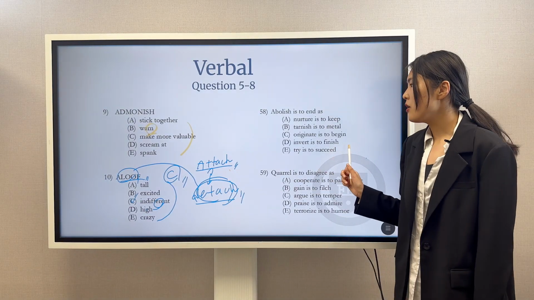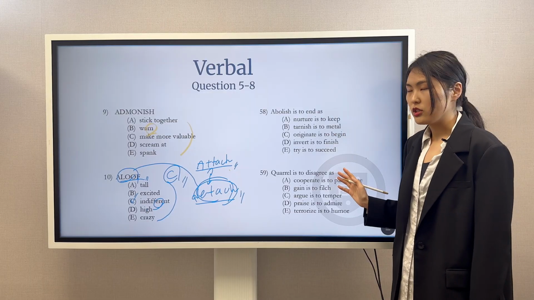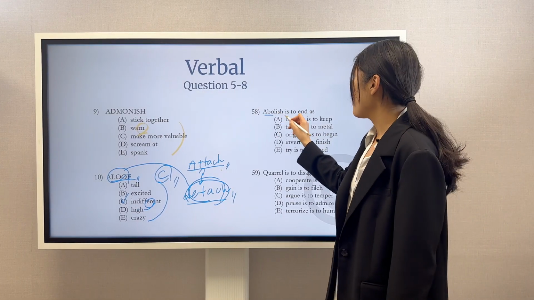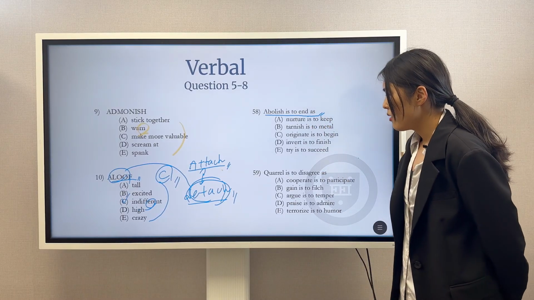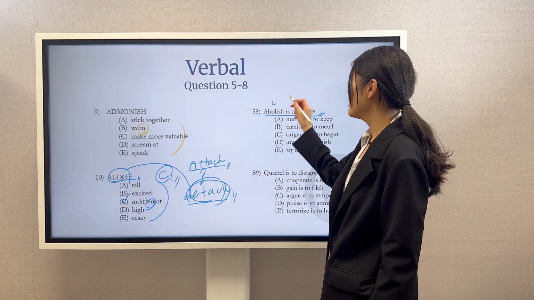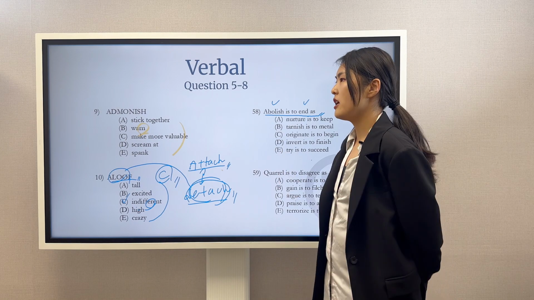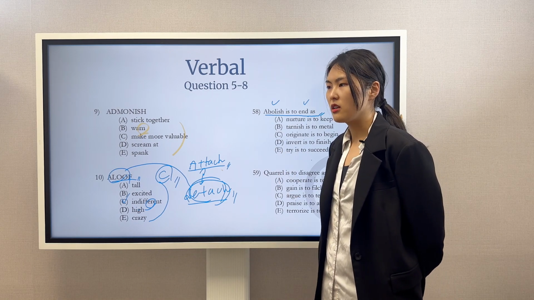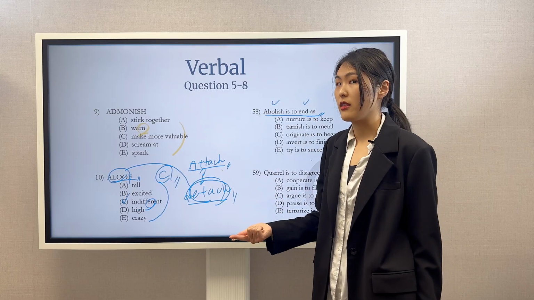Okay, now we'll move on to analogy questions. Abolish is to end as, okay, here. What we have to try is to make a sentence using these two words. So, abolish and end mean a similar thing. It's definitely not enough. We have to go a bit further than that.